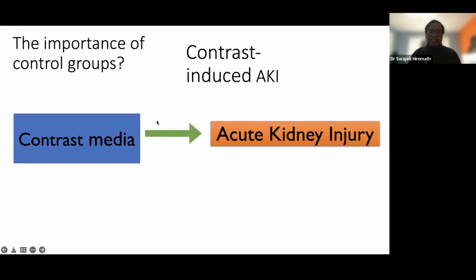And the other thing is that in many of these studies, if you see the previous study, there was no control group. So how do you know whether contrast really caused AKI if there is no control group? Often what you do is, you have a patient who had acute kidney injury, you look back, you see that they had received contrast, and you say that the acute kidney injury was because of the contrast.